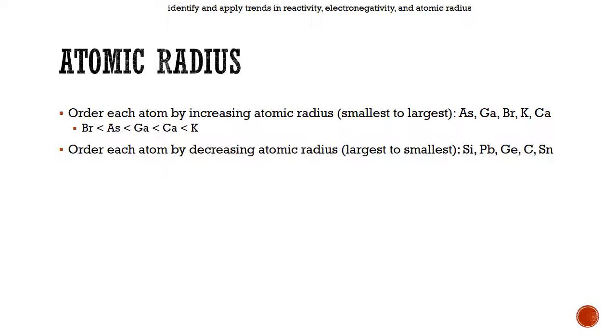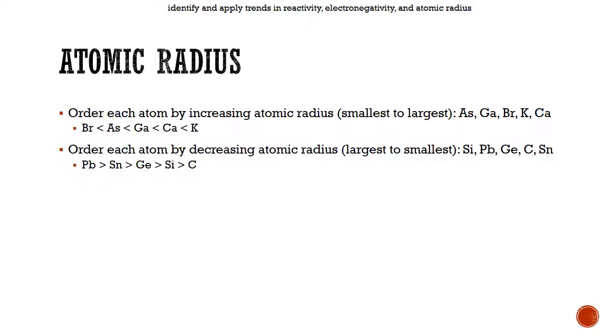So if I'm going largest to smallest, I would want to start at the bottom, because recall atomic size increases as we go down the table. So the element in that grouping at the bottom of the table would be lead. And then working up, I would have tin, germanium, silicon, and carbon.